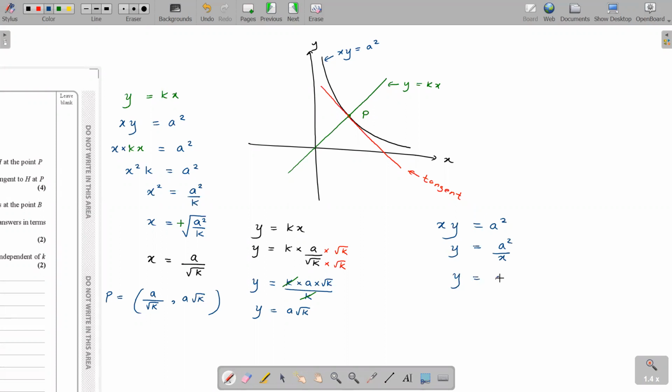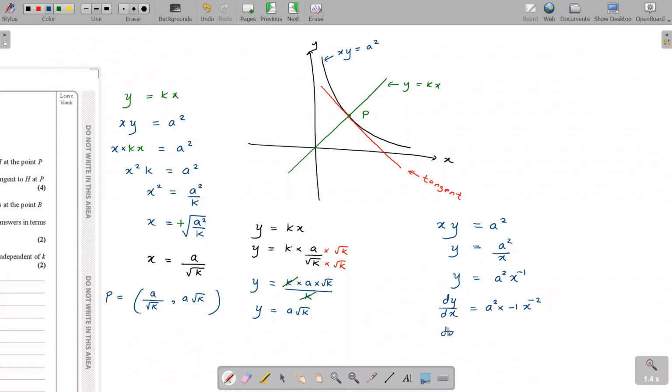In other words, y equals a squared times x to the power minus 1. I brought the x up. Now it's ready to differentiate. So let's differentiate and get the gradient of the hyperbola at any given point. Basically differentiation: dy by dx, a squared is a constant. When you differentiate x to the power minus 1, we get minus 1 x to the power minus 2.